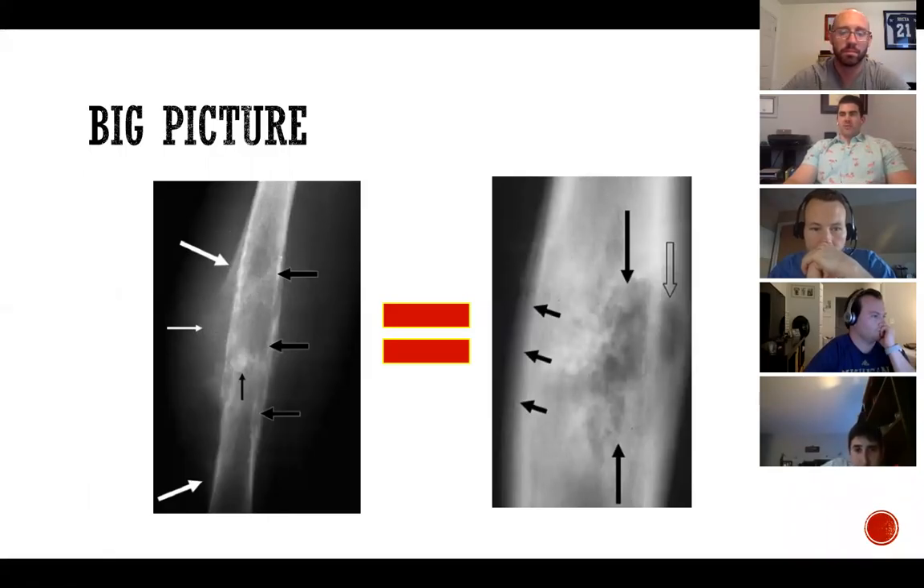So, looking at a permeative pattern, very aggressive on the left. This moth-eaten is also an aggressive appearance. So, the aggression of the tumor should be kind of your starting point. And that's where you kind of lead off for morphology.